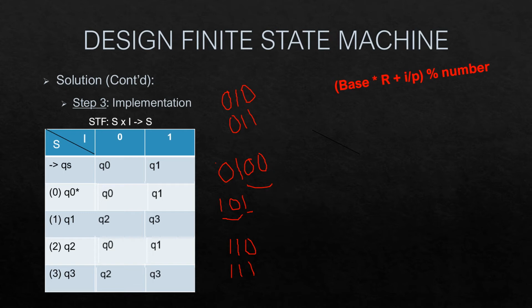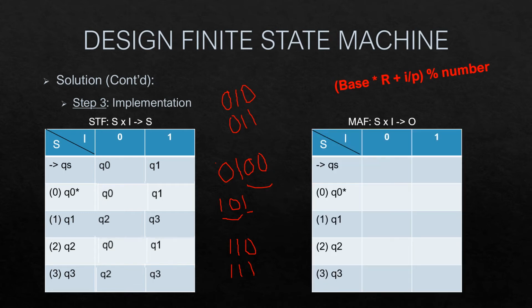So similarly, we will be designing or defining our MAF table. Again here also, wherever there is Q0 state, we will put Y, and wherever there is Q1, Q2 or Q3 state, we will put N. So here in Qs we have YN, Q0 YN, Q1 will become NN because it goes to Q2 and Q3, Q2 again YN, and finally Q3 will have NN.